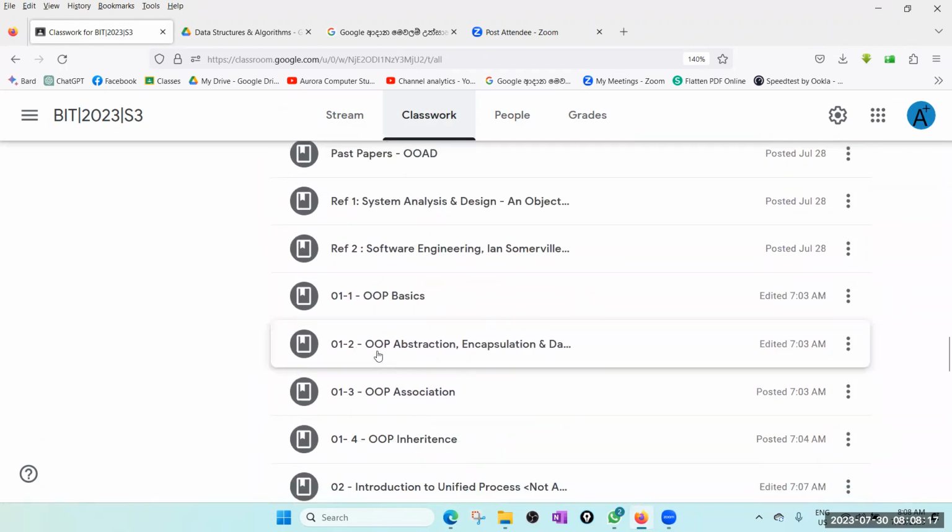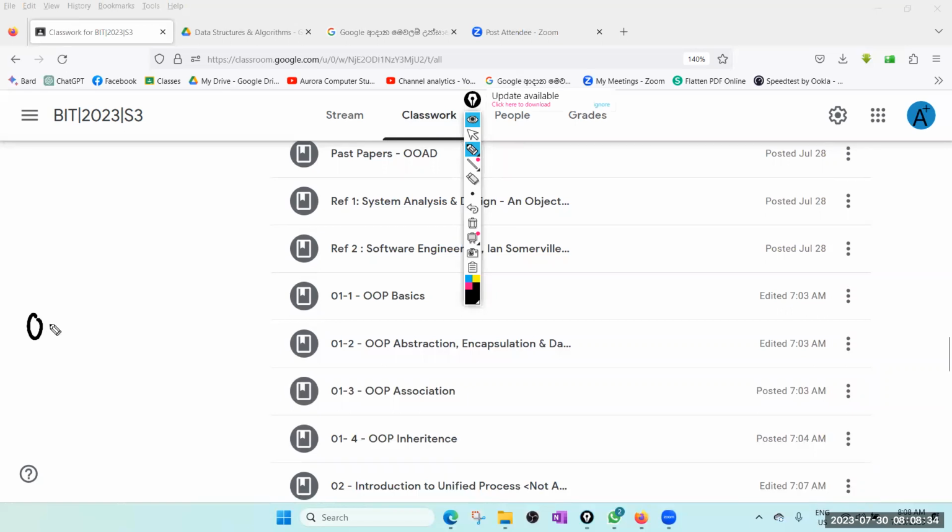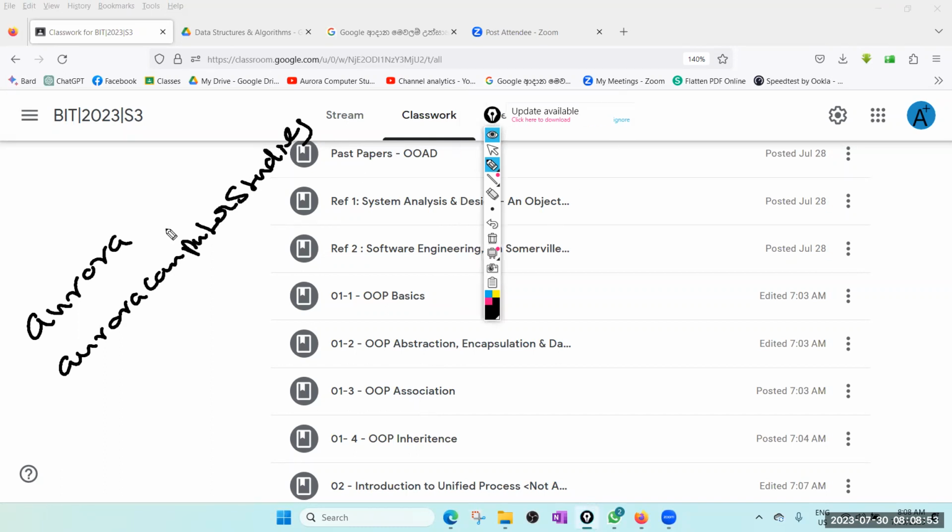So if there is any document which asks you for a password, usually there won't be, but if there is, use either try Aurora or else Aurora Computer Studies, and studies as one word, okay? But I hope I removed almost all the password protected things. But if there's anything missing, if this is not working, try the second one, okay?